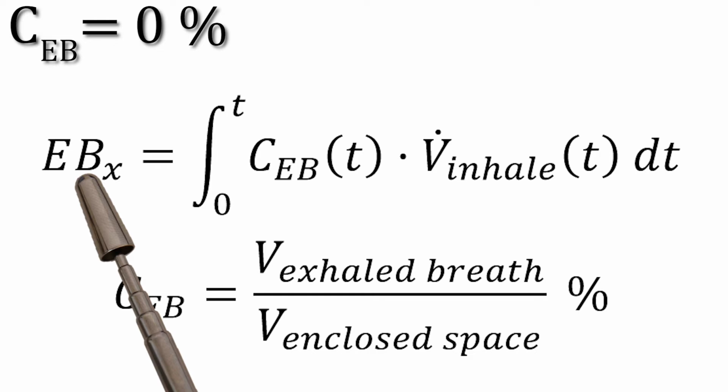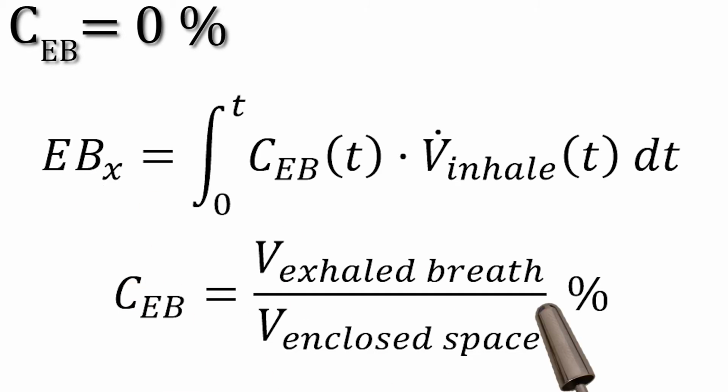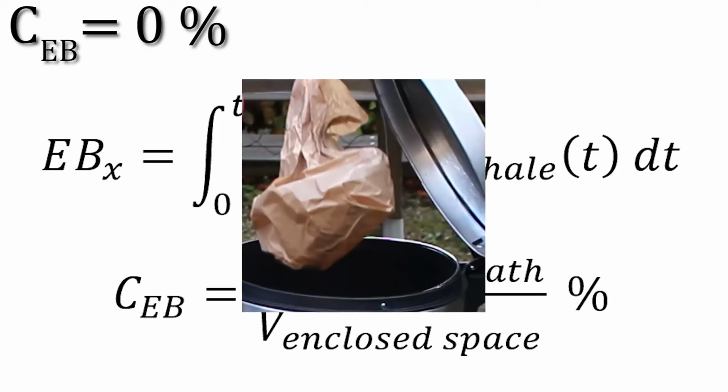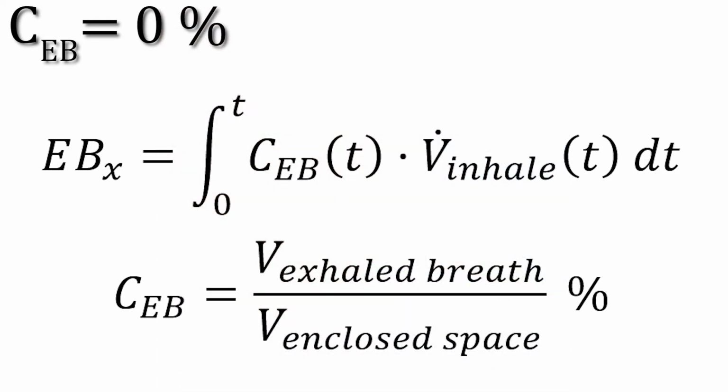It looks like calculus, but really it's just a fraction added up, and the main part of the fraction is the concentration of exhaled breath, which is the volume of exhaled breath in the enclosed space over the volume of the enclosed space as a percent. And if you remember anything from fractions, if the top of one side of an equation is large, the bottom of the other side of the equation is small. So if the concentration of exhaled breath is large, the fresh air is small.